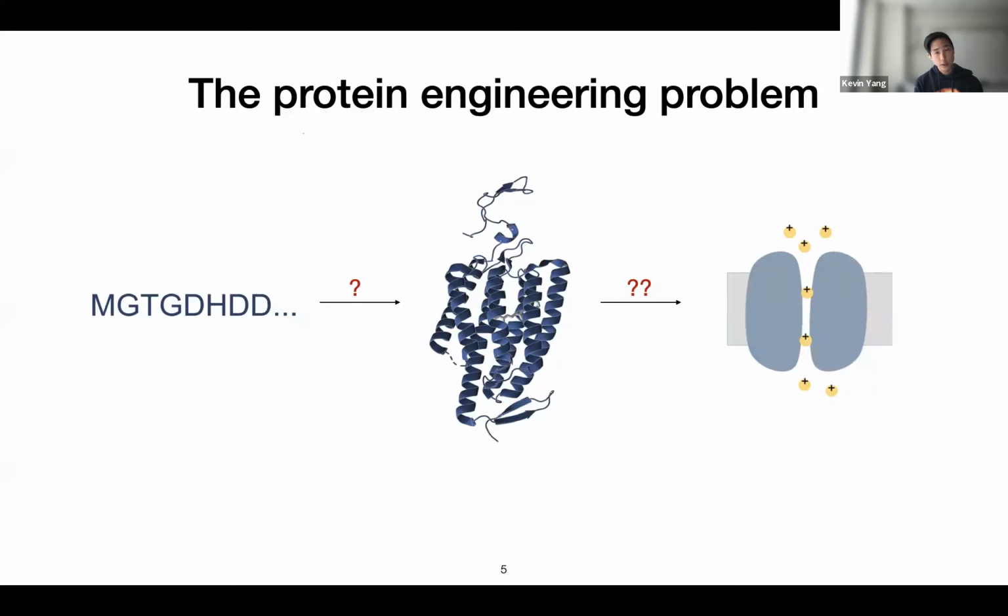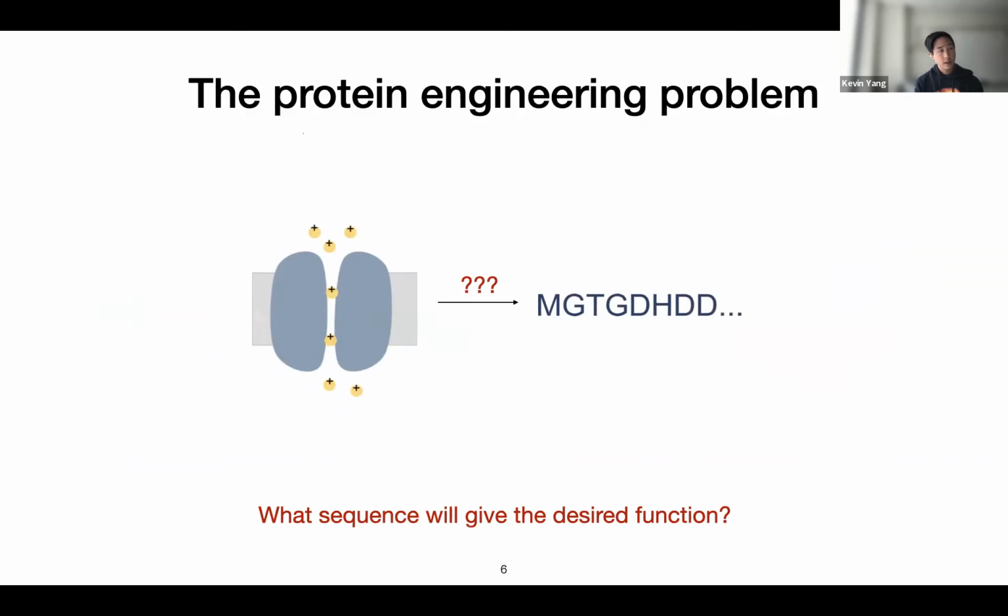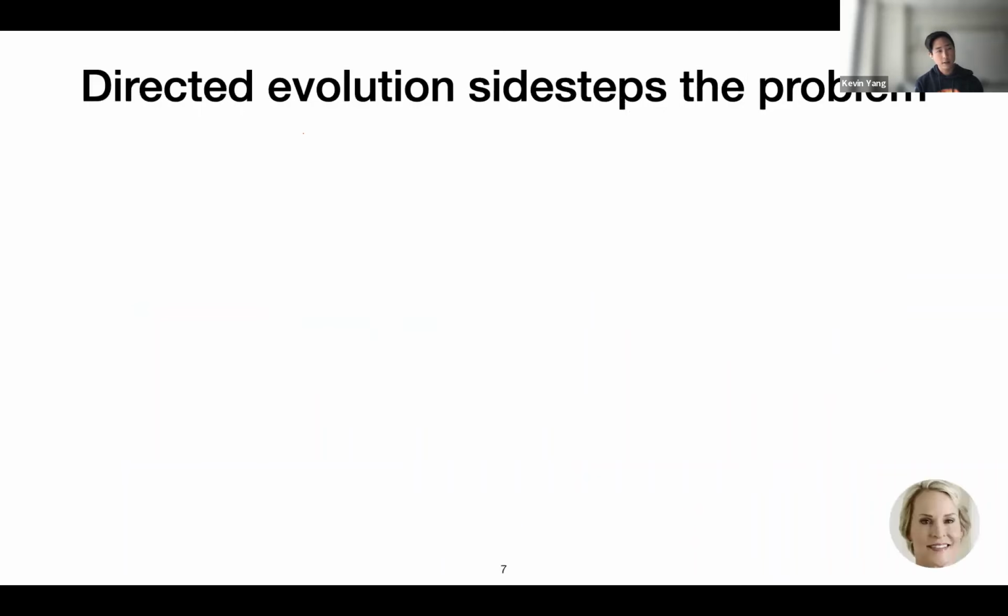But for protein engineering, what we want to do is specify the function, and we want to output the sequence that will do the thing we want. It turns out that this is hard. It's so hard that if you sidestep the problem, they give you a Nobel Prize.